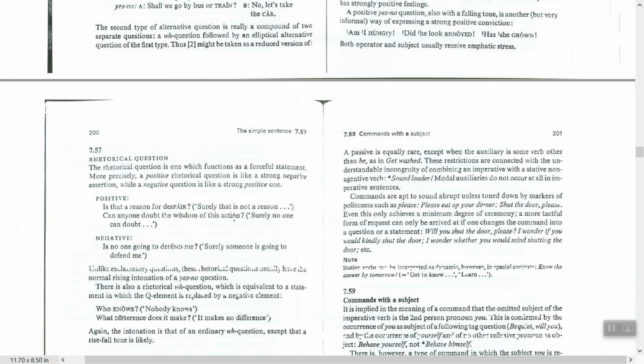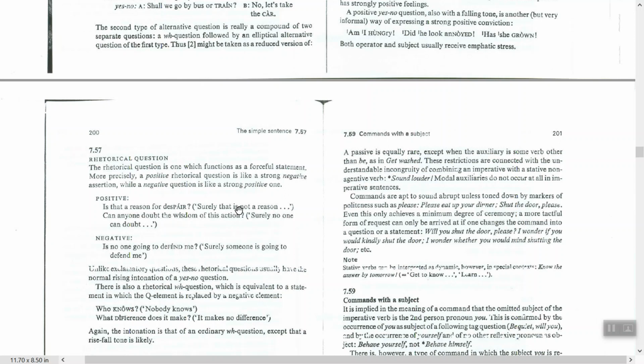Is there a justification for leaving him? To put it with this example, is there a reason for leaving me? What does it mean? It means surely there is no reason. Surely there is no justification. You see here? Positive, negative. So the question is positive, but the meaning is negative. Surely there is no reason. Surely there is no justification.